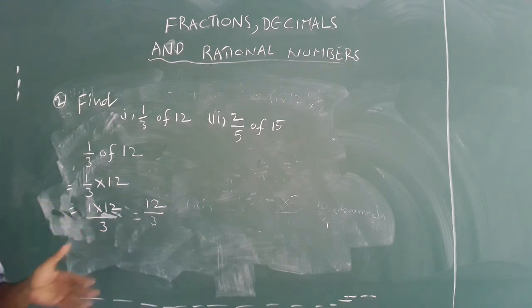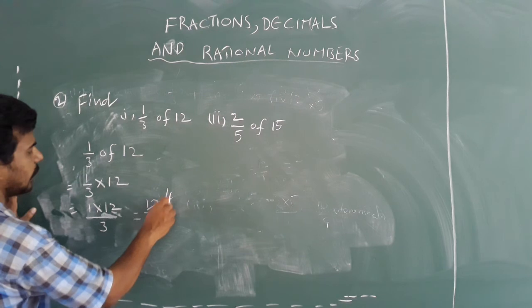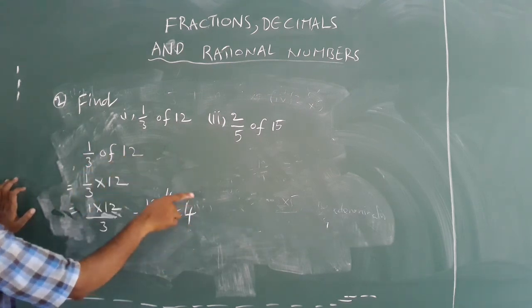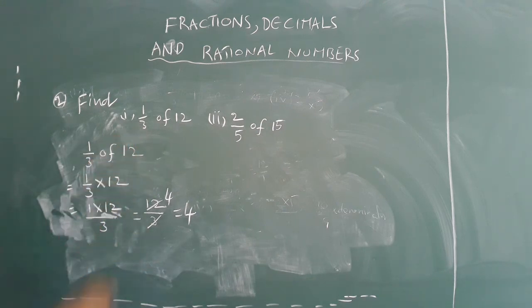3 1 are 3, 3 2 are 6, 3 3 are 9, 3 4 are 12. How many times, children? 4 times. So 1 by 3 of 12, what is the answer? 4.